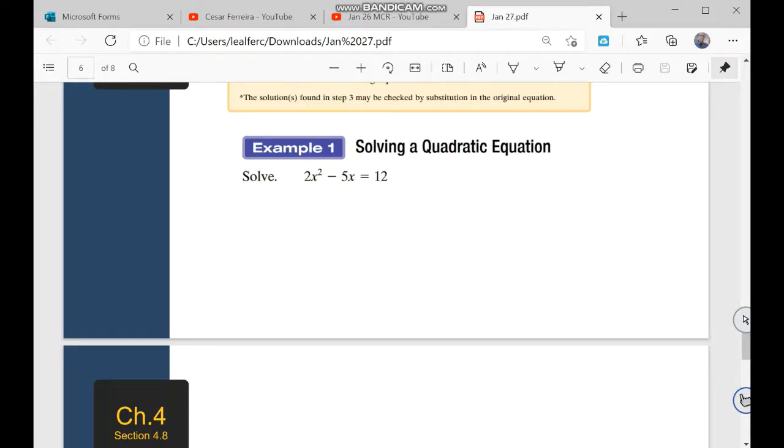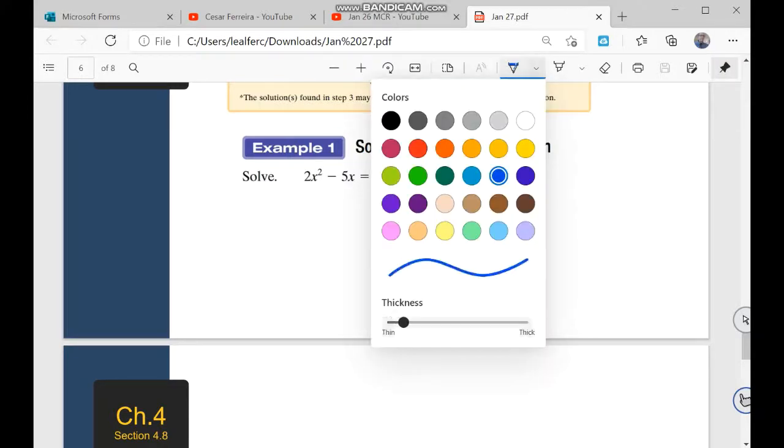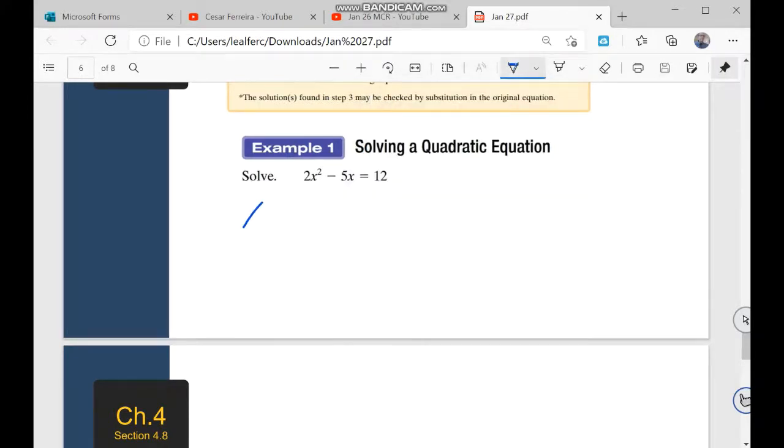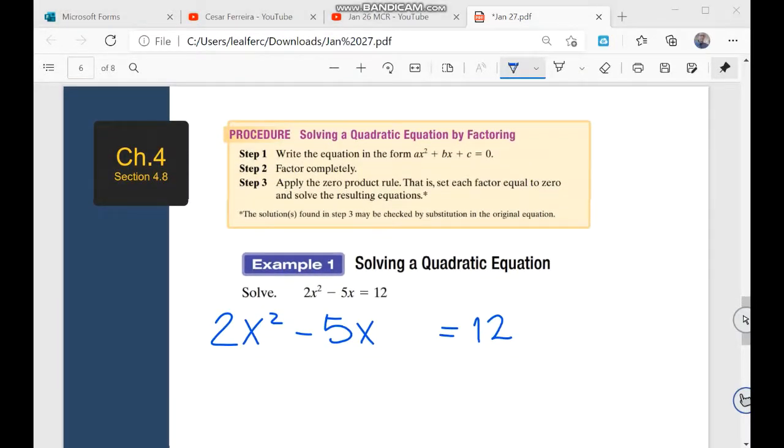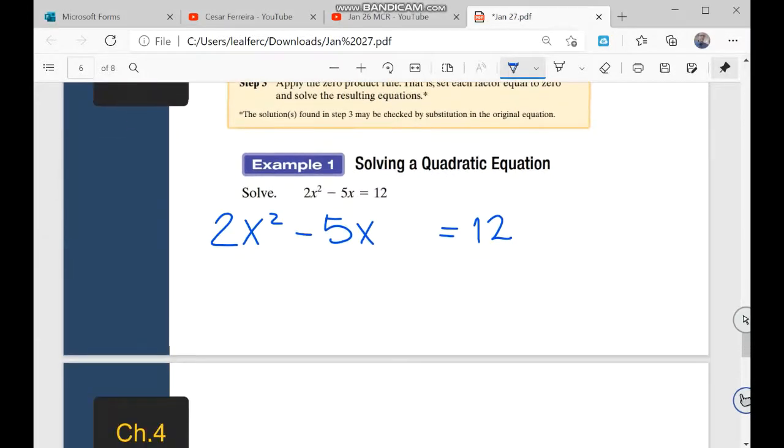And we have 2x squared minus 5x equals 12. How to solve it? Using the step by step. The first thing, write the equation in the form ax squared plus bx plus c equals 0. So we need to make this equal to 0.